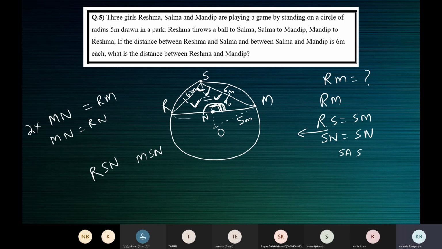These two angles are equal. We need to prove that these two angles are equal. Now, one of you will repeat the proof.